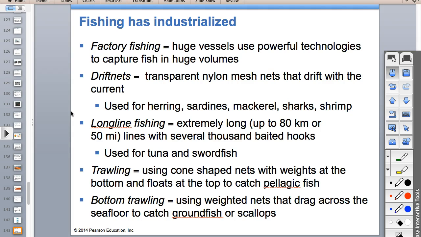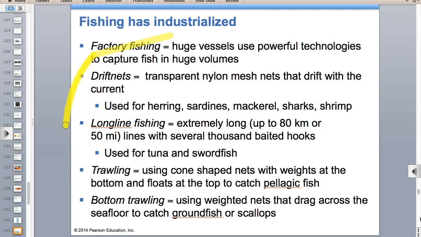But anyway, a lot of those boats will catch fish, and then downstairs in the hull of the ship, they're chopping the fish up and freezing them. Those are called factory fishing vessels. You catch the fish and package the fish all in one boat. Then they go back to the city, wherever the port is, and offload their packages and then go back out and catch more fish. So it's called a factory fishing vessel. These other types of fishing I just explained, so be familiar with these.